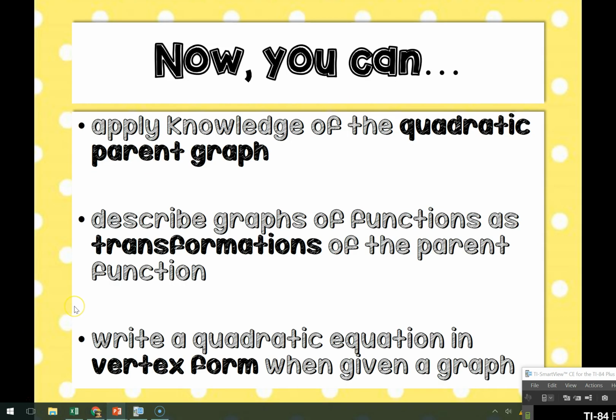Okay, so with all of that, you should now be able to take your knowledge of the quadratic parent graph and apply it to functions using transformations so you can graph all sorts of functions that are in vertex form because you know the A value, you know H, and you know K. So go ahead and give the Now You Try problem a try.